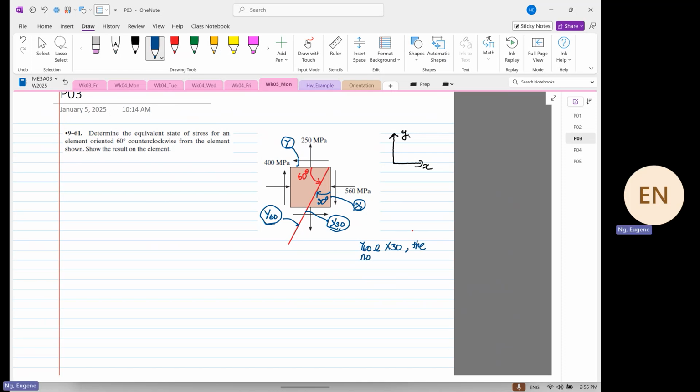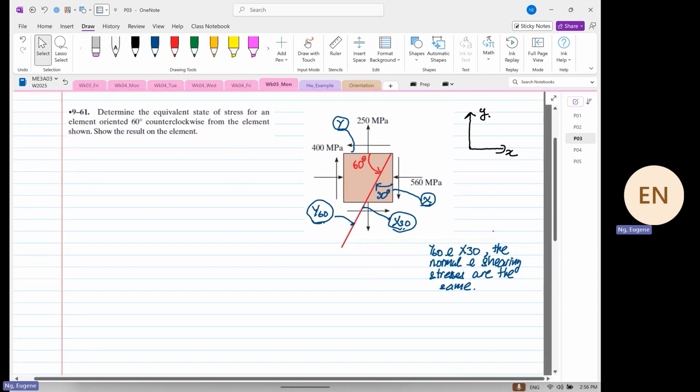Whether it is Y60 or X30, the normal and shearing stress are the same. Are we clear? Whether you use Y60 or X30, the answer will have to be the same. If it's different, something is wrong. So by looking at this element, do not feel overwhelmed. It's just an element. Most of the elements are afraid of you.